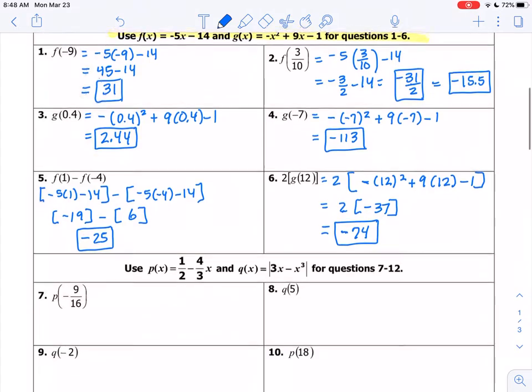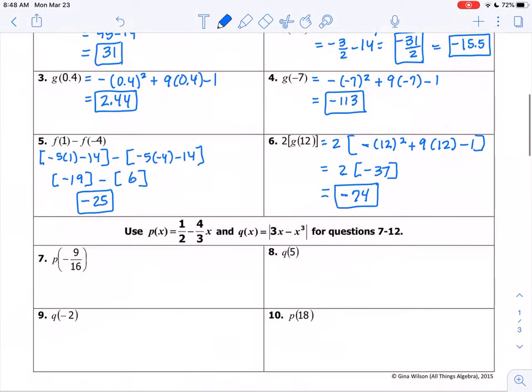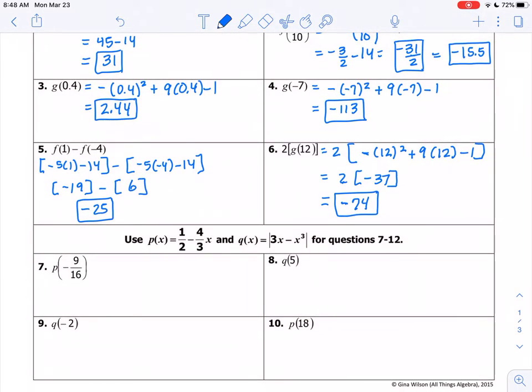Okay, so number 7. On this part, we're looking at fractions and we're looking at absolute values. So the process is exactly the same. This is P and Q. So you've got to pay attention to which function you need to use here. So on number 7, if we're plugging in negative 9 over 16 into the P function, then we'd have 1/2 minus 4/3 times negative 9 over 16.